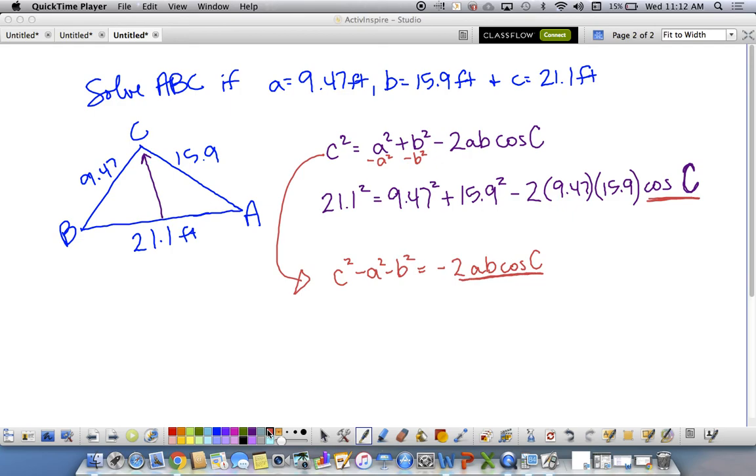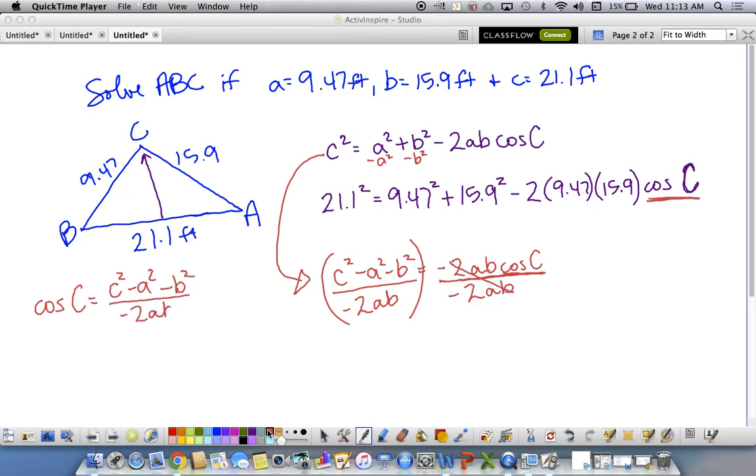When it's all multiplication, we're going to have to divide by negative 2AB. So when we divide by negative 2AB, we will be left with cosine C. So all of this right here will equal cosine C. Now, I've done that. That's not how I generally will do it, but I'll go ahead and write it over here. Cosine C will equal C squared minus A squared minus B squared all over negative 2AB.